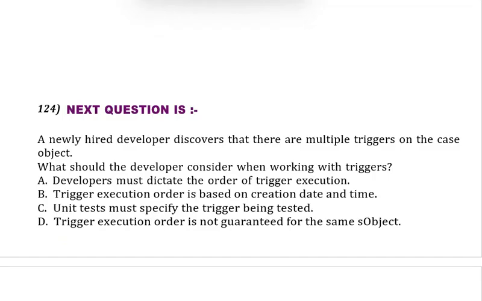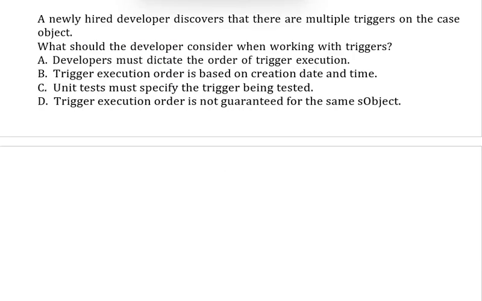Question is a newly hired developer discovers that there are multiple triggers on the case object. What should the developer consider when working with triggers? Option A, developers must dictate the order of trigger execution. Option B, trigger execution order is based on creation date and time. Option C, unit test must specify the trigger being tested. Option D, trigger execution order is not guaranteed for the same sObject. Correct answer is option D.